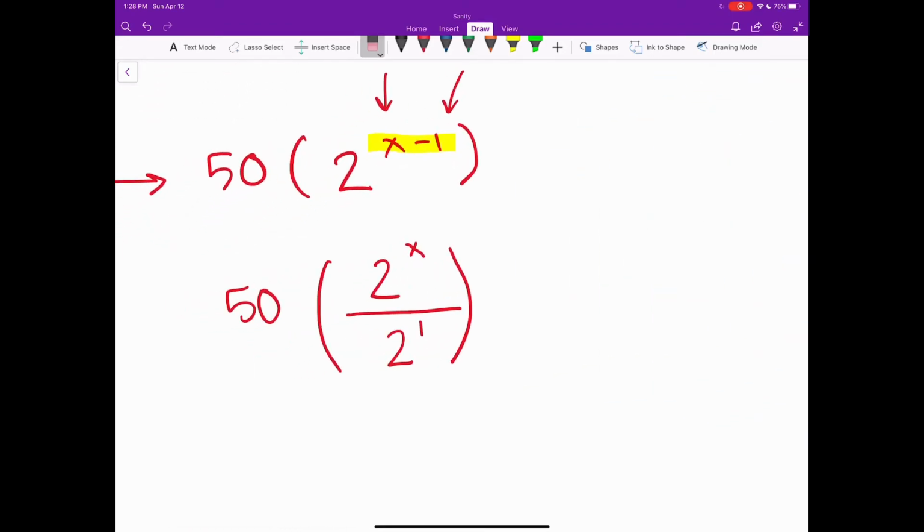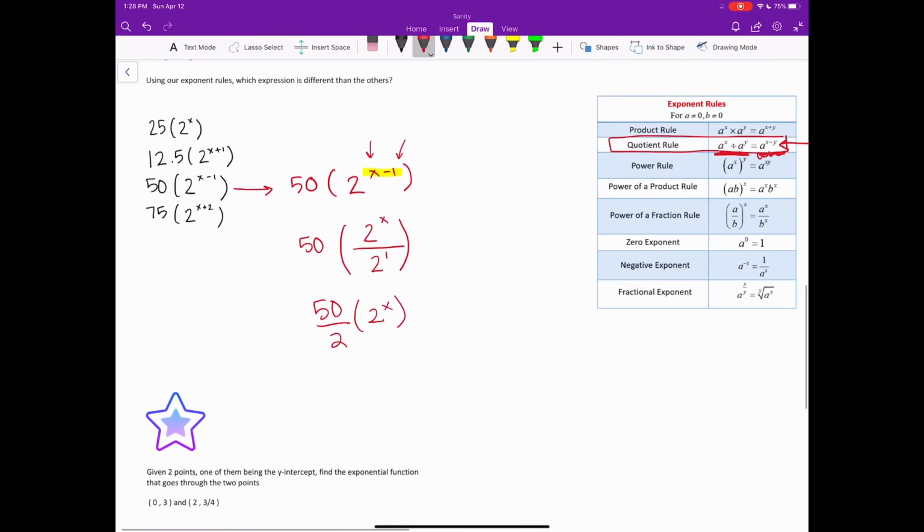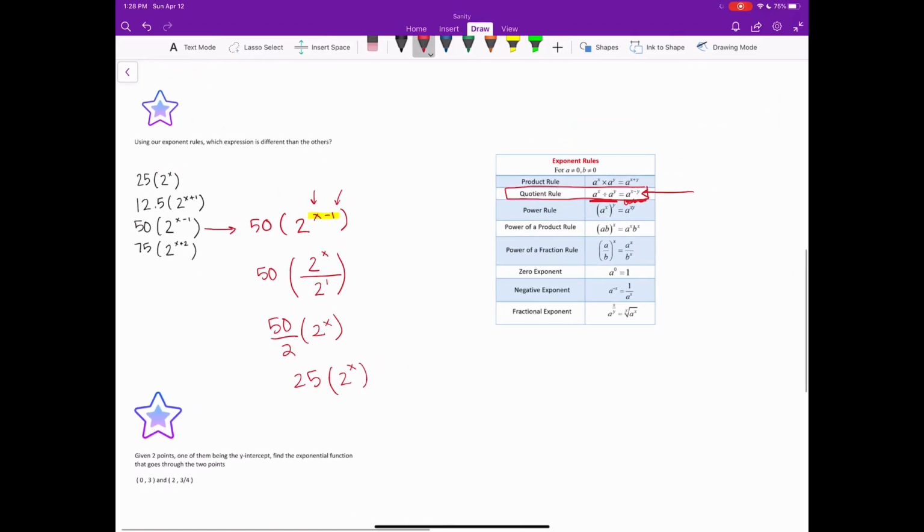So let's kind of work with this a little bit, because now I have something that I can work with. I've got this 50, and I have this 2 in the denominator here. Well, I'm going to write this as 50 divided by 2. I'm just kind of taking that 2 to the power of 1 and I'm moving it on the outside of my parentheses. And now I can say, all right, 50 divided by 2, well, that's just 25 times 2 to the power of x, right?